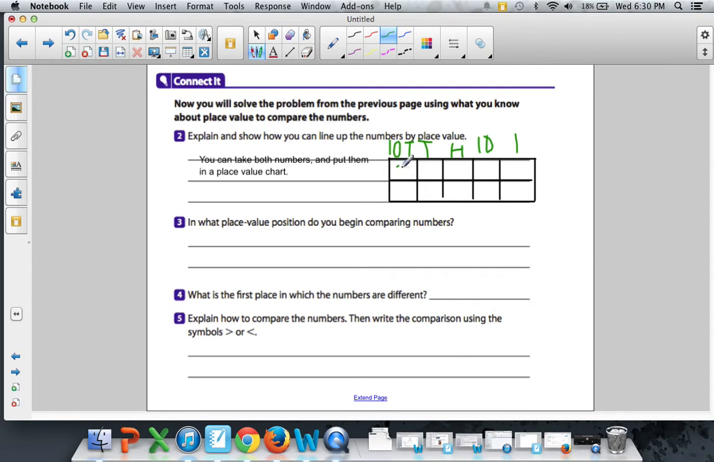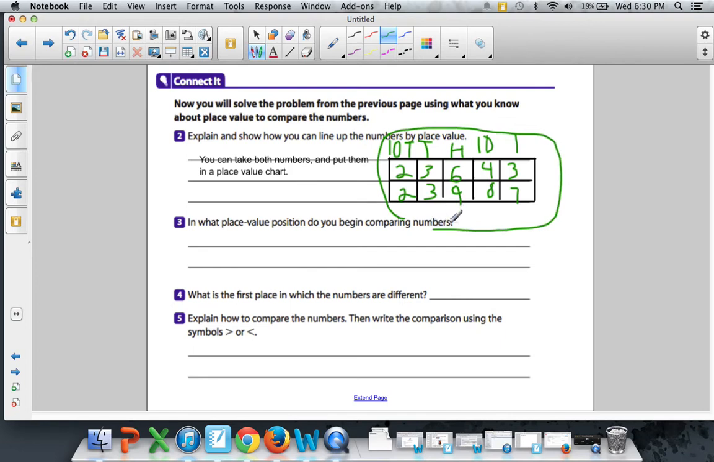And then I can line up the numbers by place value, just making sure like this. 2 for one, 2 for the other. 3 for one, 3 for the other. 6 for one, 9 for the other. 4 for one, 8 for the other. And then 3 for one, 7 for the other. And these numbers, if you're not sure where I got them, they're on page 10.